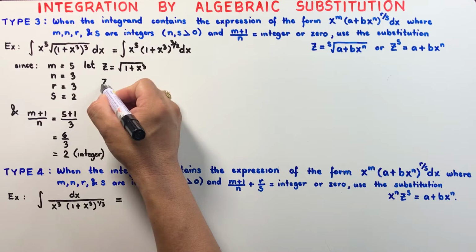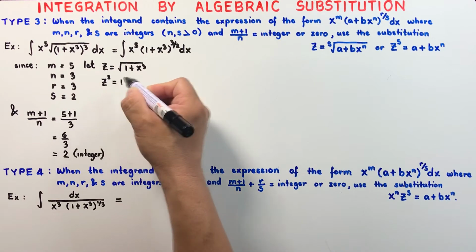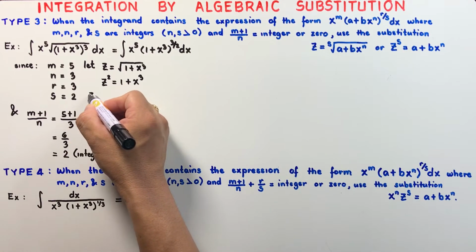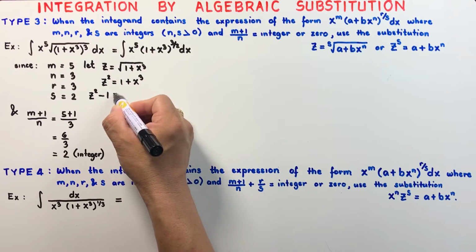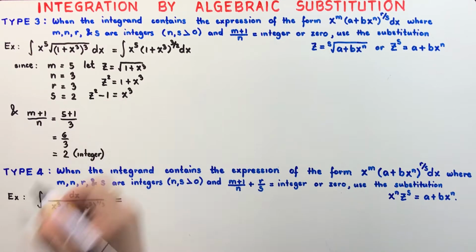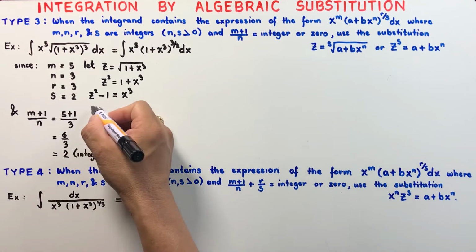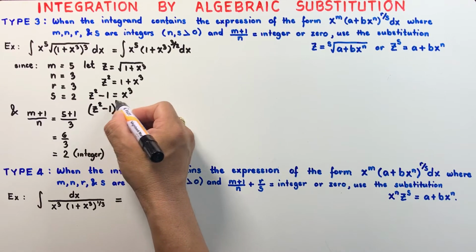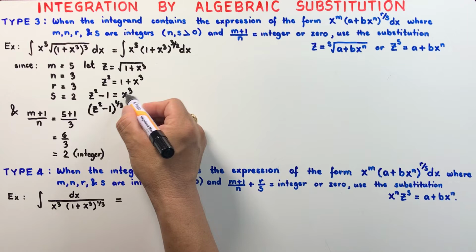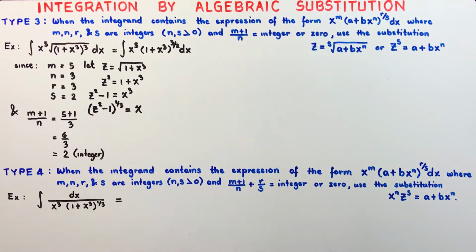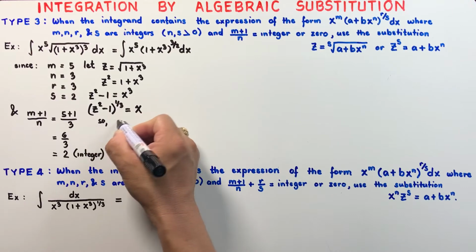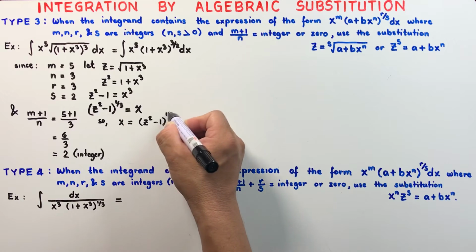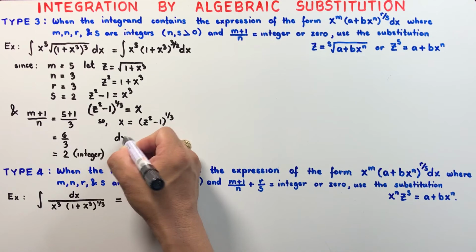Squaring both sides of the equation, we have z squared equal to 1 plus x cubed. Then subtracting 1 from both sides, we have z squared minus 1 equal to x cubed. Then raising both sides of the equation to the power of 1/3, we have z squared minus 1 to the power of 1/3, and this x cubed when raised to the exponent of 1/3 is x. So our x is just the binomial z squared minus 1 to the power 1/3.